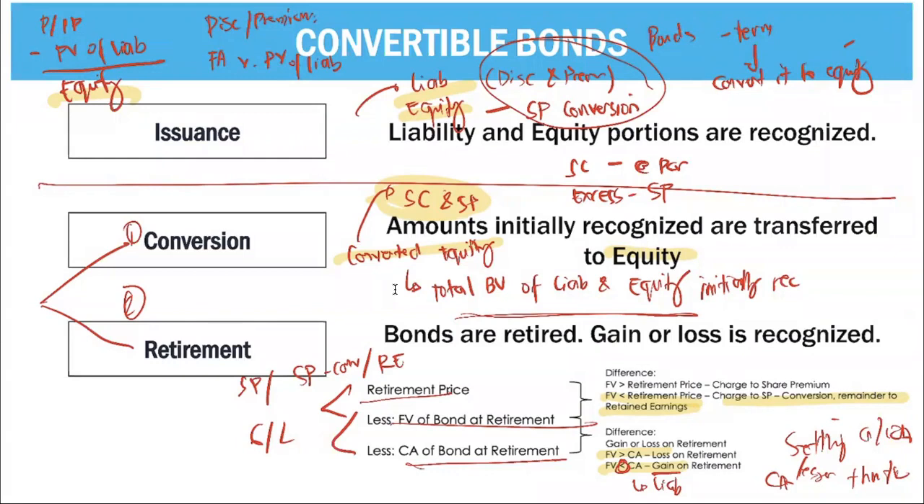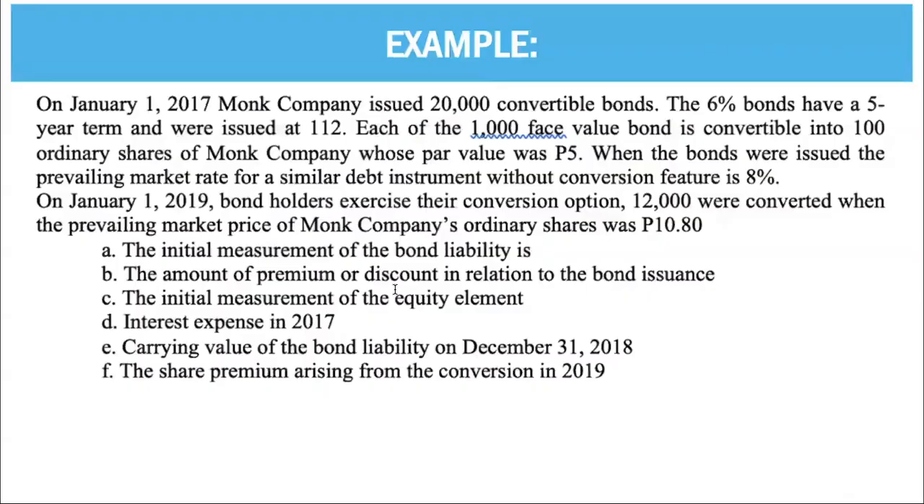Let's have an example of your convertible bonds. On January 1, 2017, Monk Company issued 20,000 convertible bonds. The 6% bonds have a 5-year term and were issued at 112. Each 1,000 face value bond is convertible into 100 ordinary shares of Monk Company, whose par value was 5. When the bonds were issued, the prevailing market rate for a similar debt instrument without conversion feature was 8%. On January 1, 2019, bondholders exercised their conversion option. 12,000 were converted when the prevailing market price of Monk Company's ordinary shares was 10.8.